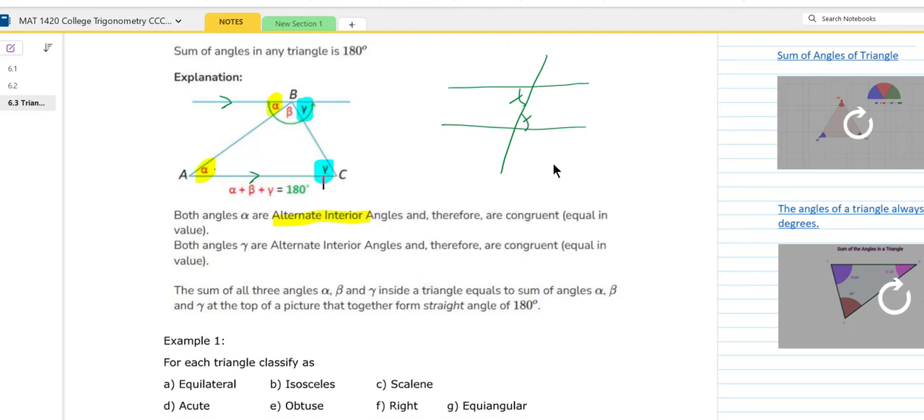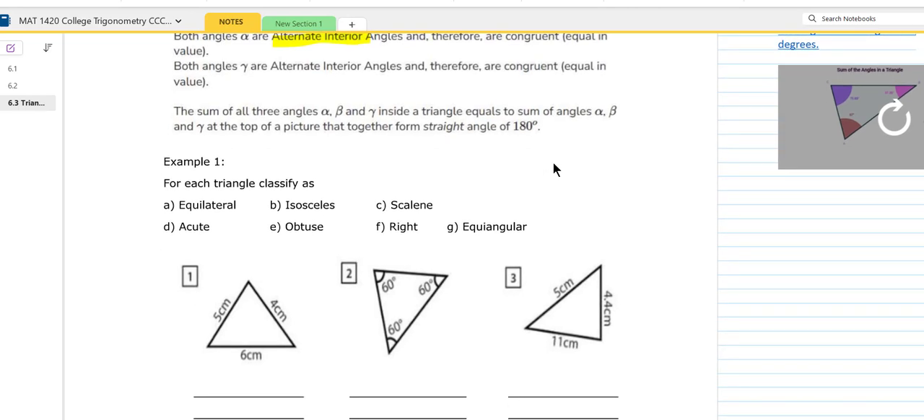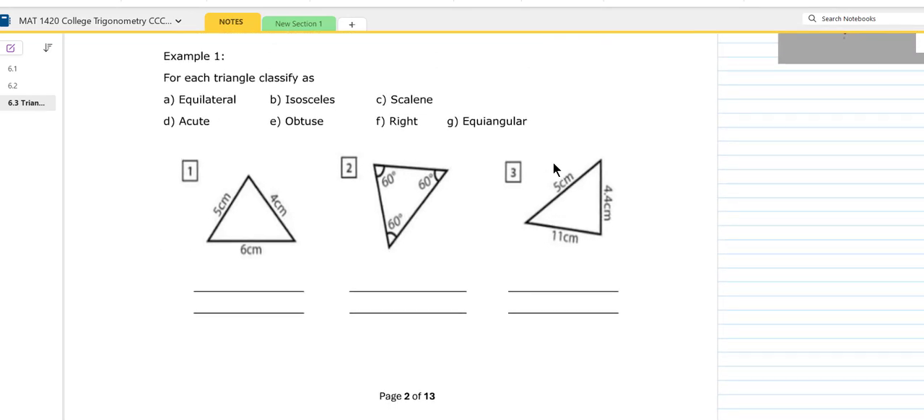Okay, so let's do a little classification exercise here. To begin with, these are the possibilities. The first one, first of all the sides are different, so that would be a scalene triangle. You can see that all of these angles are less than 90 degrees, so that would also be an acute triangle.